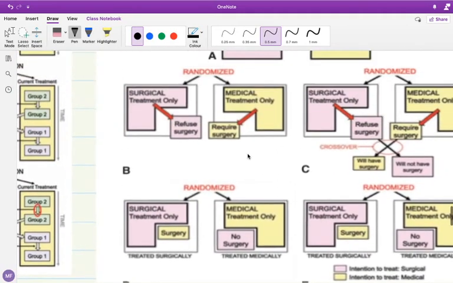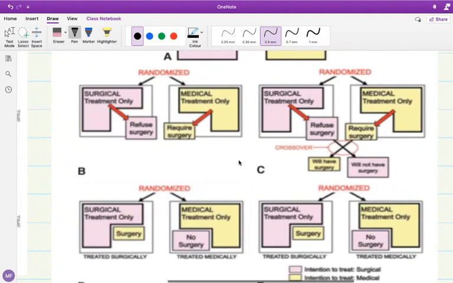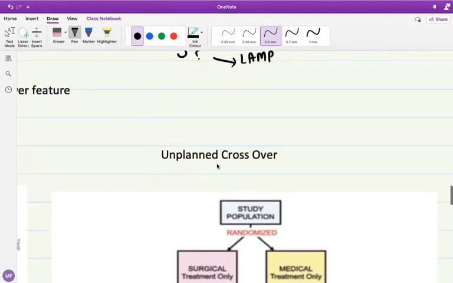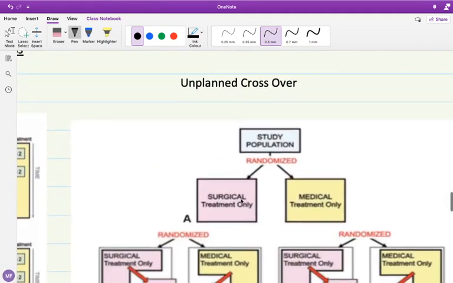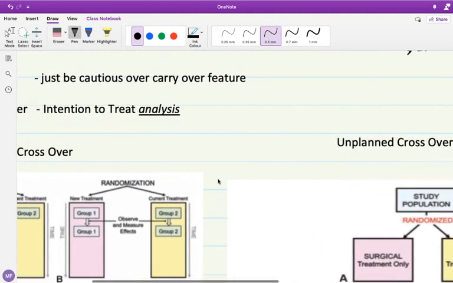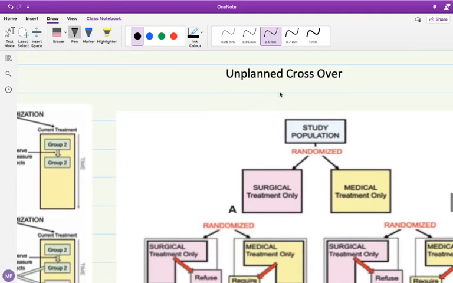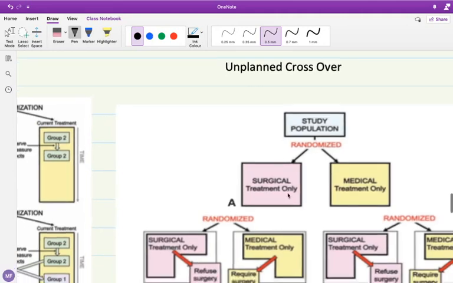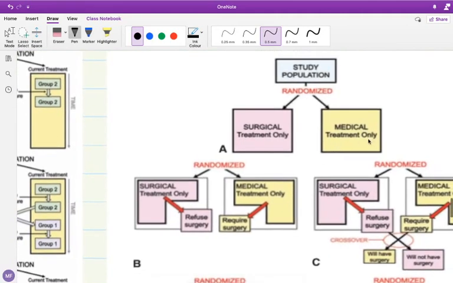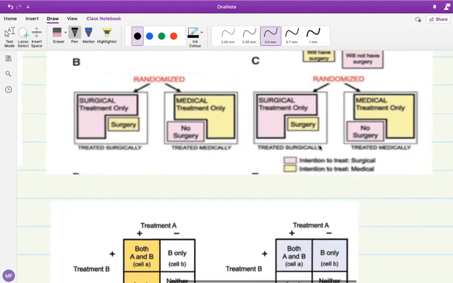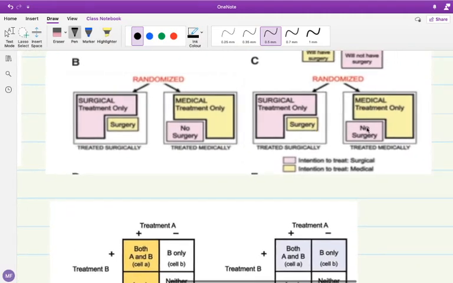In order to assess these findings, what do we rely on? We rely on the most primitive decision, that is our intention to treat analysis. So in this case of unplanned crossover, we believe that all surgical treatment only individuals is our day one, the actual criteria. Okay, and similarly the medical treatment only.